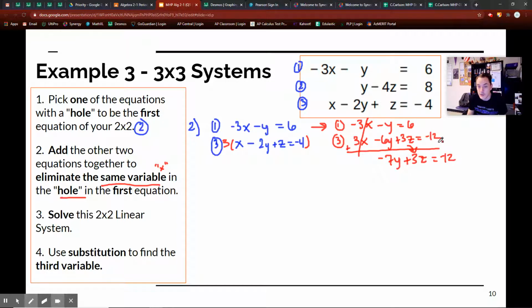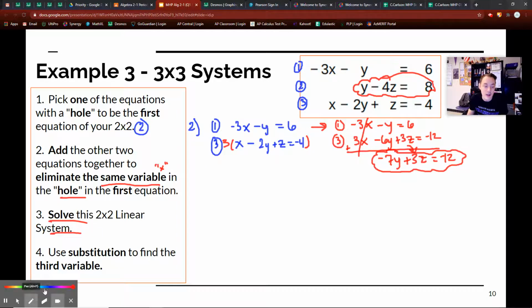All right, so I have this. Great. Now notice, watch. This, for 2, is y and z's. Solve this 2 by 2. We are now in step 3. So now step 3, my second equation we can bring into the game, y minus 4z equals 8.